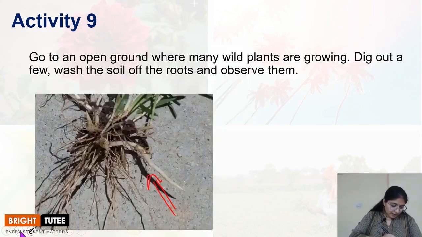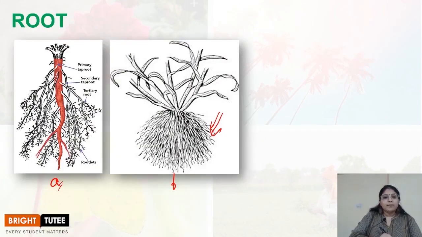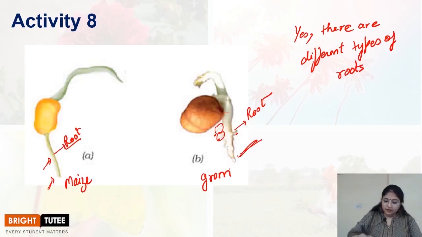Then if we look at the other type, this A part, it has a main root and then there are other smaller roots growing. And a similar structure was seen in the gram as well. So there was this main root and there were these smaller structures that were growing. These are the two different types.